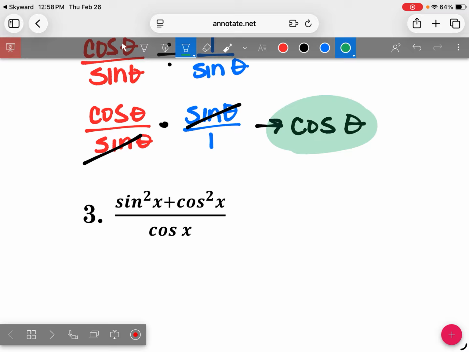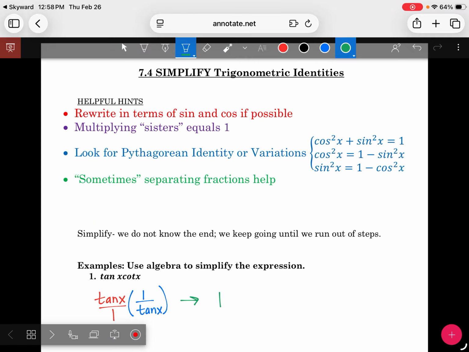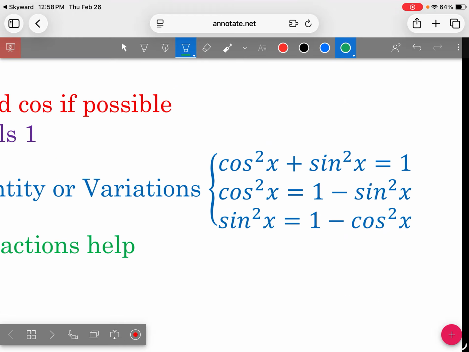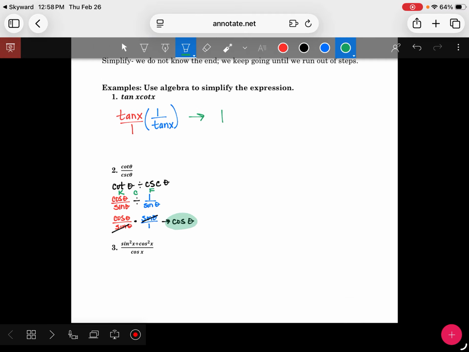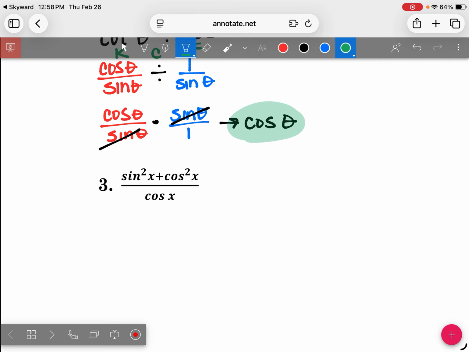Let me go back to the top. This is one of the most important identities. What is sine squared plus cosine squared? And it could be switched. It could be cosine squared plus sine squared or sine squared plus cosine squared. What does that always equal? 1. So this numerator is going to change to a 1. And it's 1 over cosine.